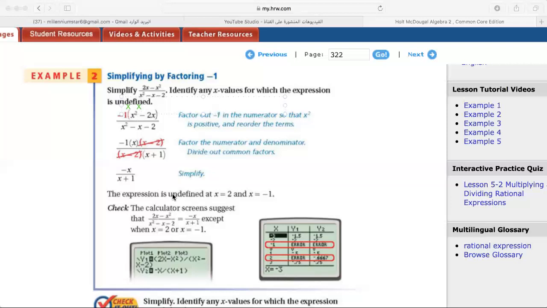Don't write the expression is undefined when x is -1 only. No, there was a term that was cancelled. You have to write the value of the cancelled one and the value of the one that is still here. So the two values. Let's watch a video here.